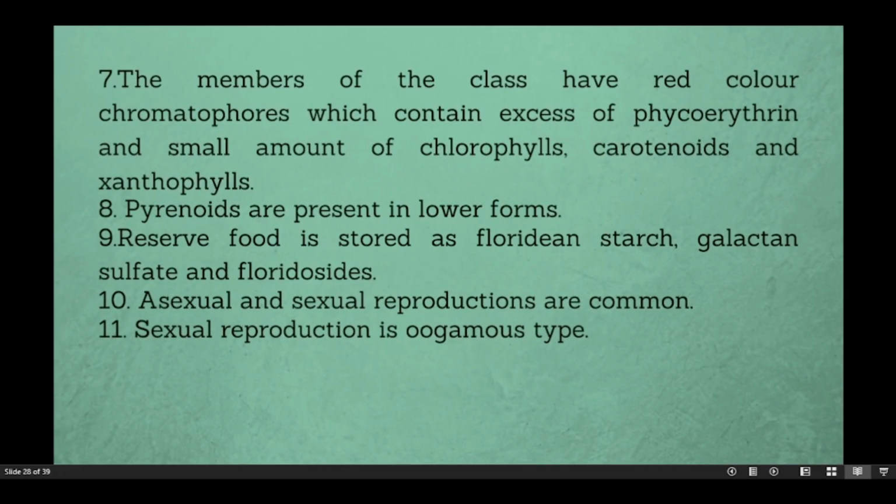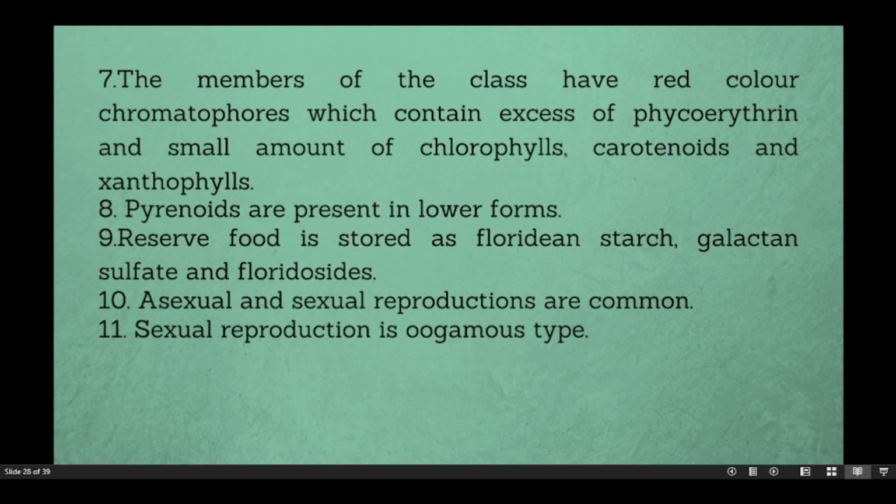The members of the class have red-colored chromatophores which contain excess of phycoerythrin and a small amount of chlorophylls, carotenoids and xanthophylls. Pyrenoids are present in lower forms. Reserve food is stored as Floridean starch, galactan sulfate and floridosides.